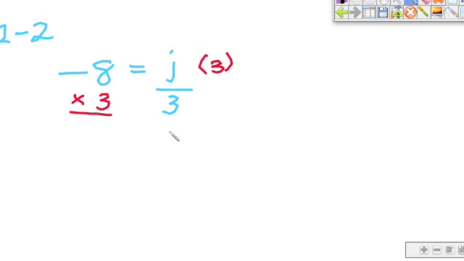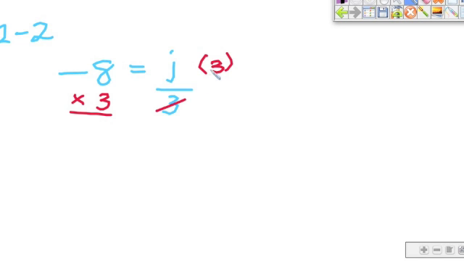I have a problem here where I have -8 equals j over 3. All right, again, my goal is to get the variable by itself. Well, right now, the variable is being divided by 3. So, what's the inverse of dividing by 3? Multiplying by 3. So, I'm going to multiply each side by 3, and I can just go ahead and write it like this for this side. All right, because again, my goal is to get that j by itself.